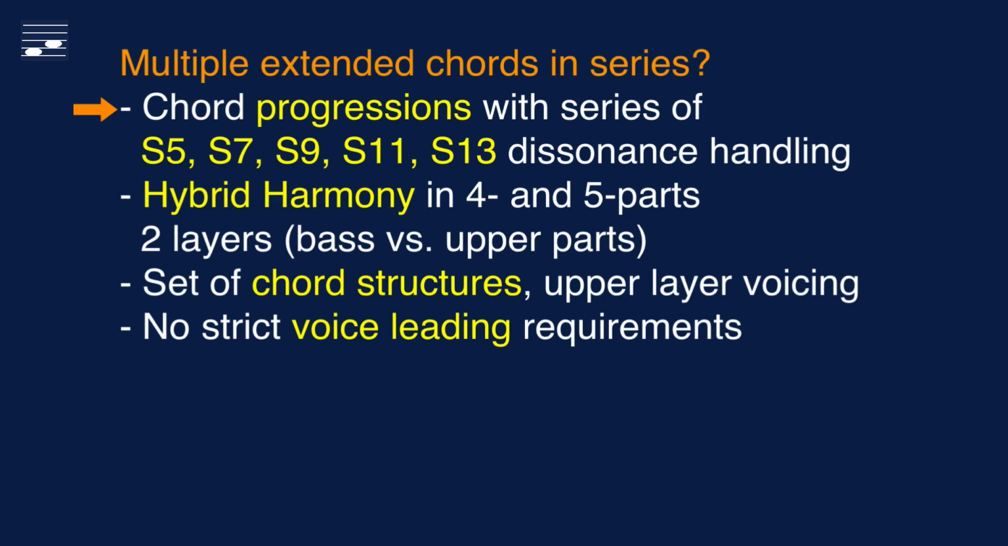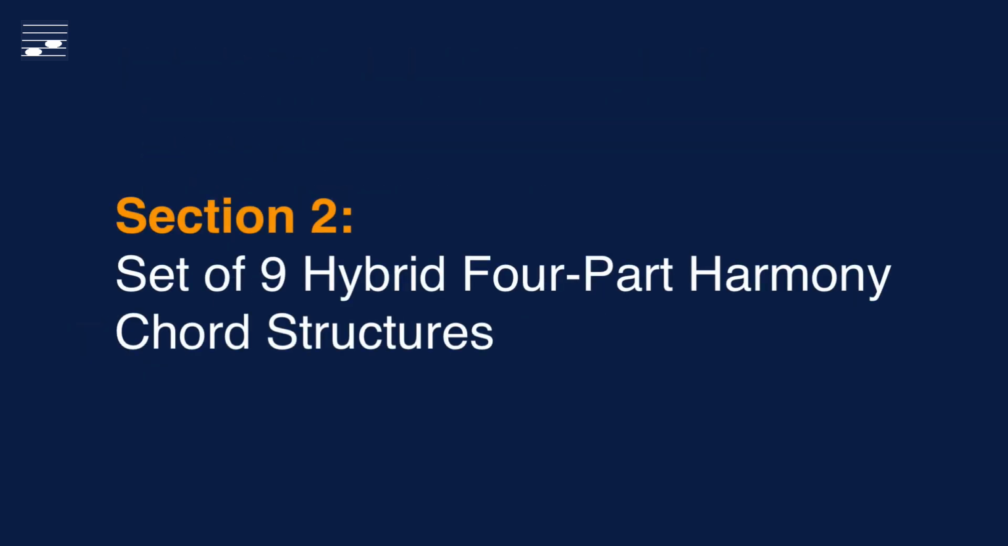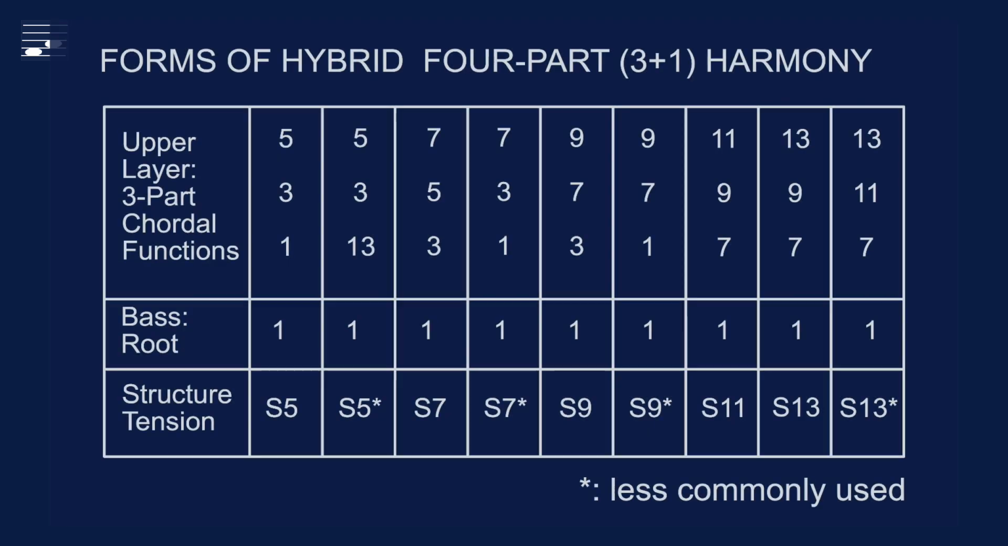For writing progressions with multiple extended chords, we may use the hybrid harmony technique, which consists of a 2-layer approach, with root in the bass and 3 or 4 parts in the upper layer. There's a finite set of upper layer chord structures without strict voice leading limitations in chord connections. Let's have a brief look at the finite set of hybrid 4-part structures as presented in part 1.